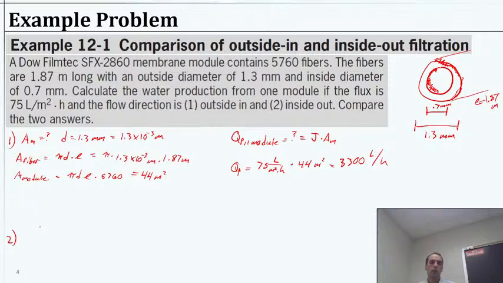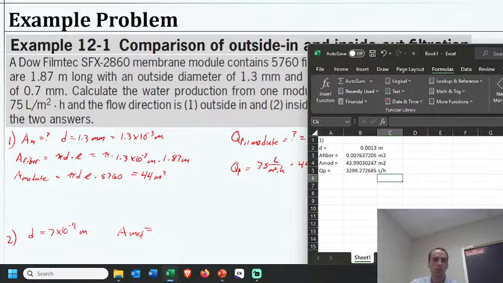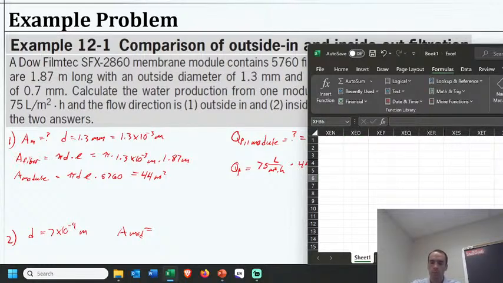And for part 2, it's basically the same thing, but this time our diameter is going to be 7 times 10 to the minus 4 meters, so 0.7 millimeters. And then we do the same calculations. So the area of the module, if we do all that the same, what am I doing?